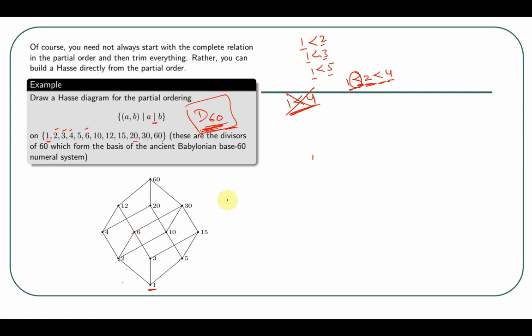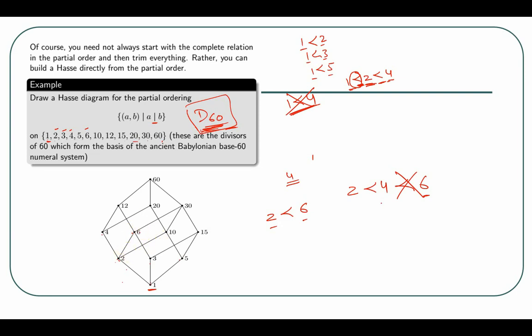Now, this is a point where I've seen many students getting confused. Now, 2 is strictly connected to 6. You'll say that between 2 and 6, I have the element 4 also, and 2 is connected to 4. But 4 is not connected to 6. 4 does not divide 6. So, 2 is strictly connected to, or strictly precedes, 6.